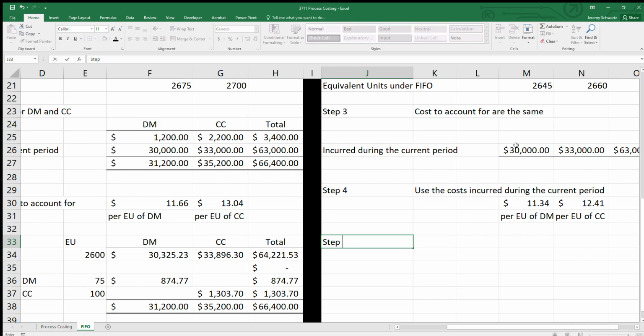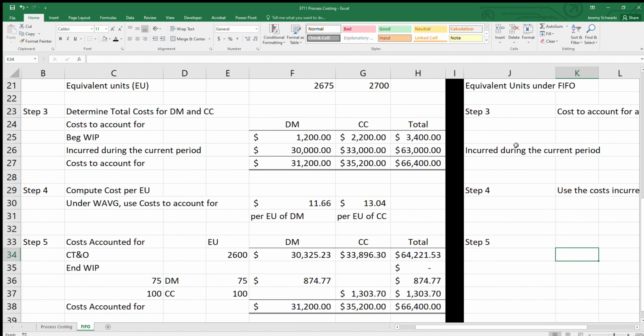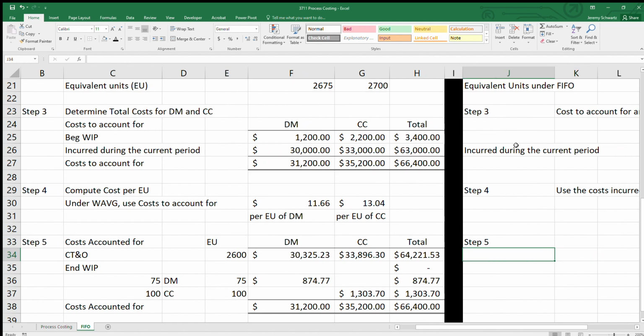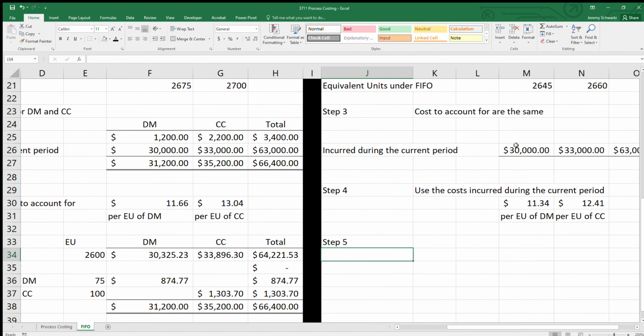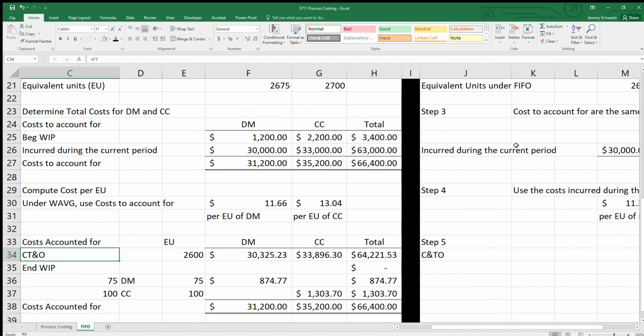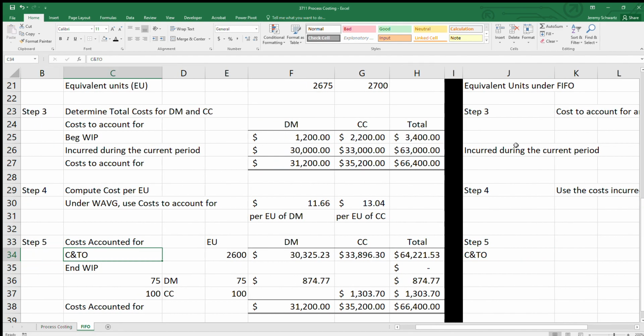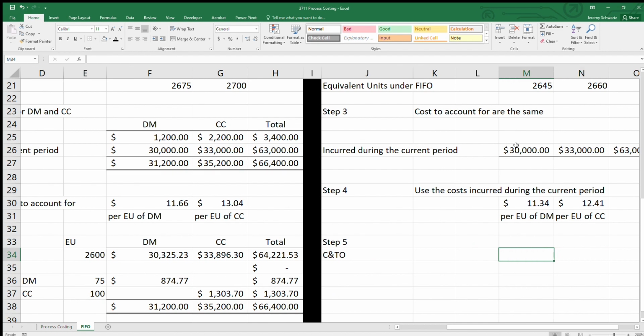So now when we go to step 5, as a reminder, we are doing costs accounted for. Instead of completed and transferred out, well, so we certainly do have completed and transferred out. I need to clean that up there. That should be completed and transferred out. What we need to do is we could create a column for equivalent units here as well.